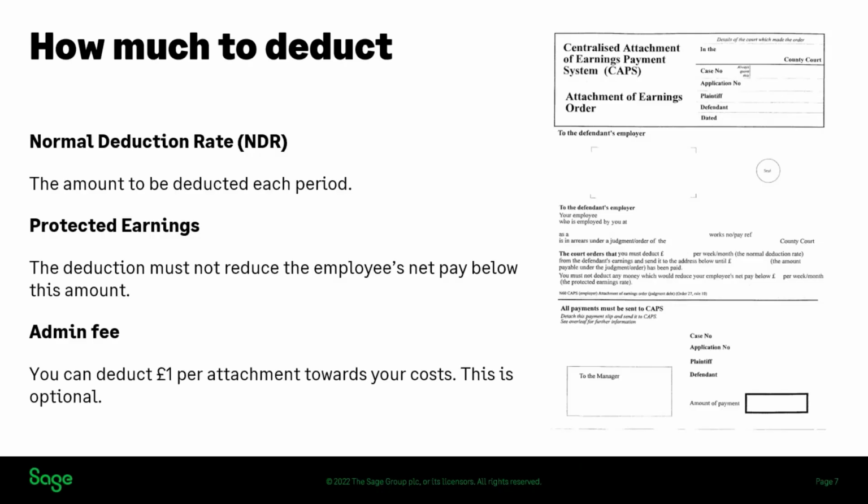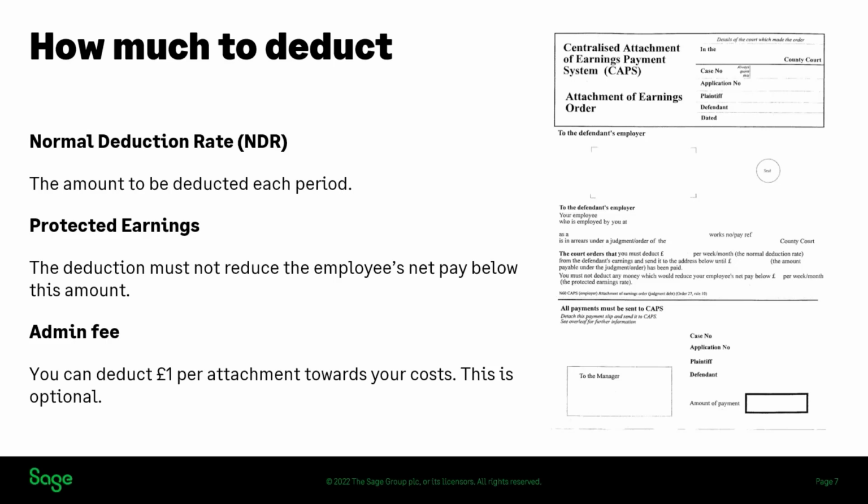So the first way is you may receive an order that tells you specifically the amount that should be deducted each period. And this is known as a normal deduction rate, or NDR for short. Now, very often this will also come with a protected earnings level.